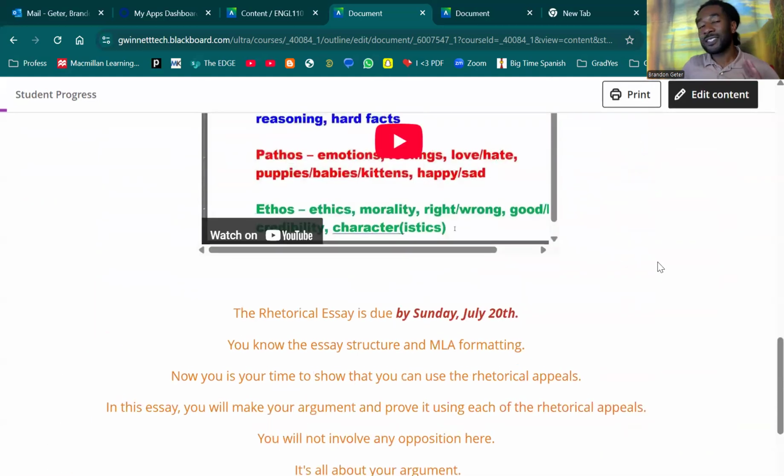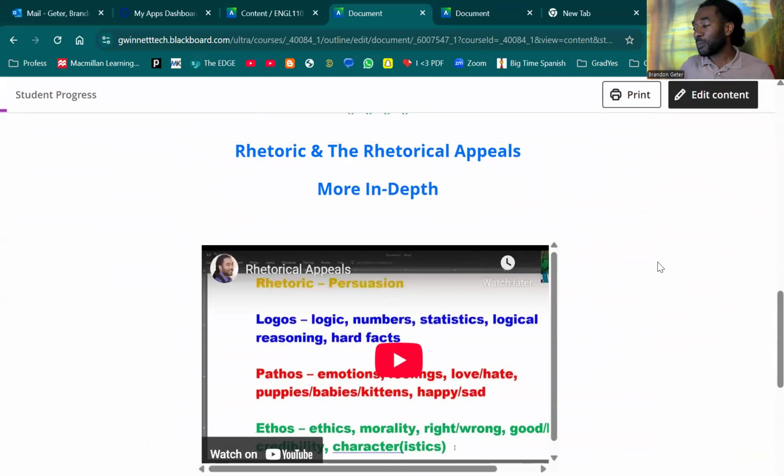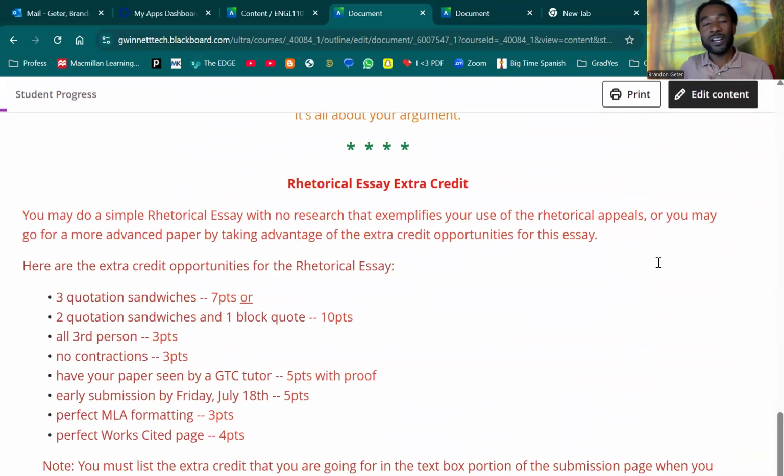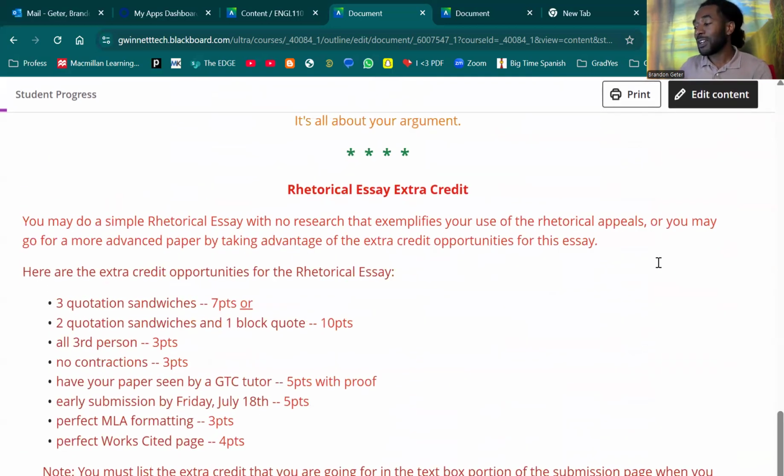So I showed you the standard rhetorical essay, but you don't have to have quotation sandwiches if you don't want to. All those things, the quotation sandwiches are now extra credit if you want to do them. You don't have to. You can make it easy and just do the 5-paragraph essay, exemplify the rhetorical appeals with your argument, and submit it. If you do that, hopefully you get it done early and you can submit it by Friday for the extra credit points.